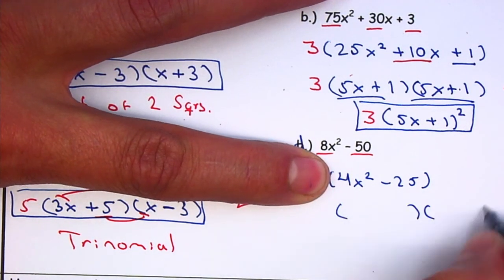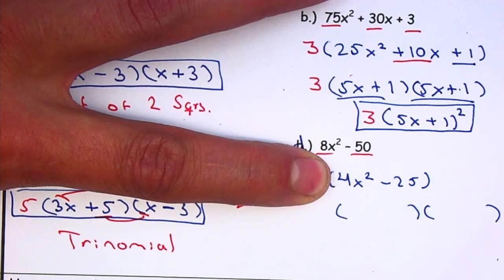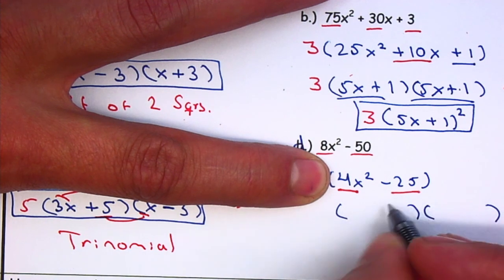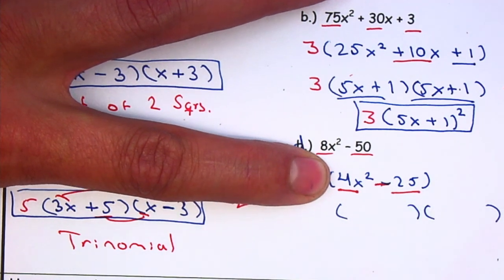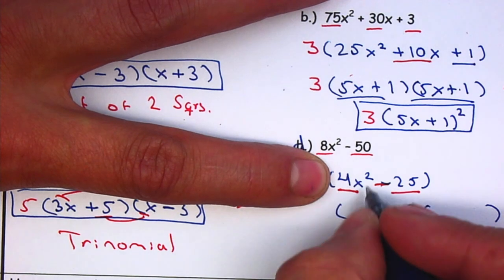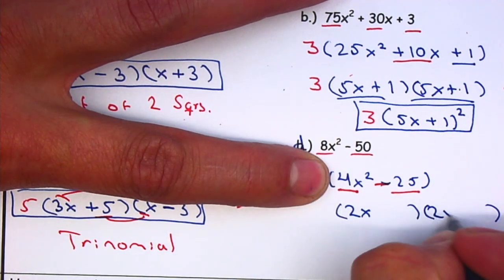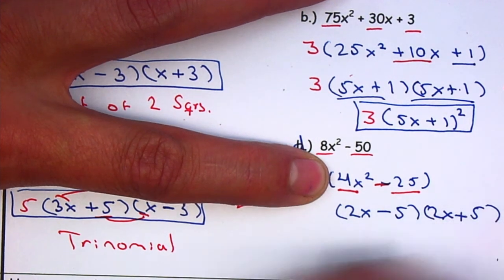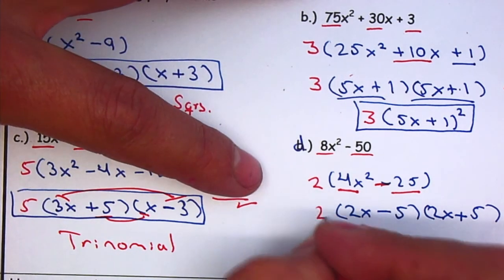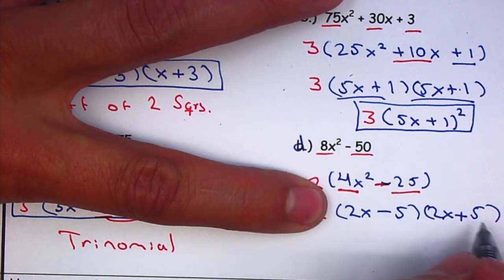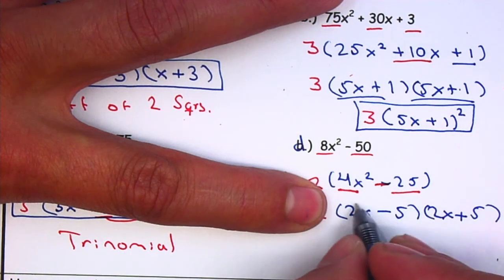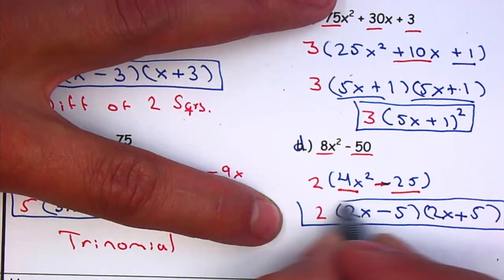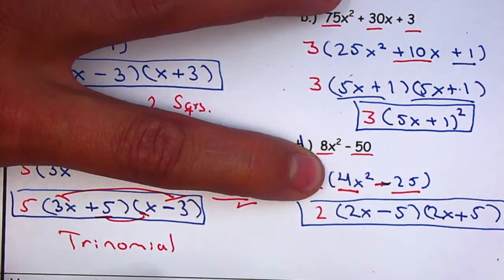So at this point, you should be able to recognize that this is a difference of two squares. 4x squared is a square, and 25 is a square. And there's a minus in between. So a difference of two squares. Factors of 4x squared will be 2x and 2x. Factors of 25 will be 5 and 5. One negative, one positive. And the 2 stays outside. Remember, if you multiply it out, you should end up with 0x because there's no middle term. So it gives me positive 10x minus 10x is 0. This is your answer. And we're going to identify this as the difference of two squares.